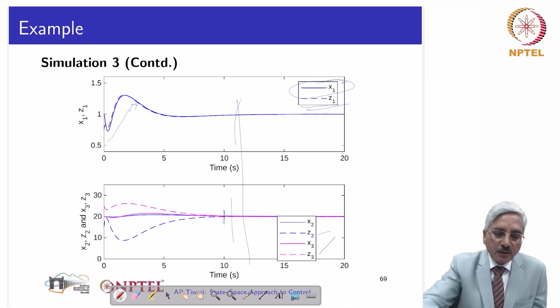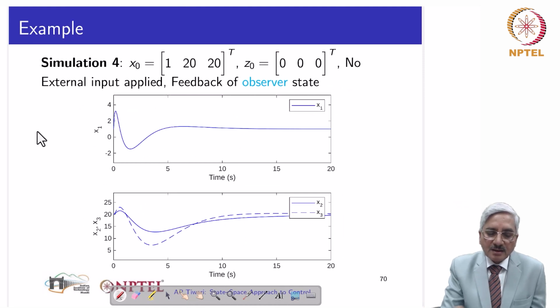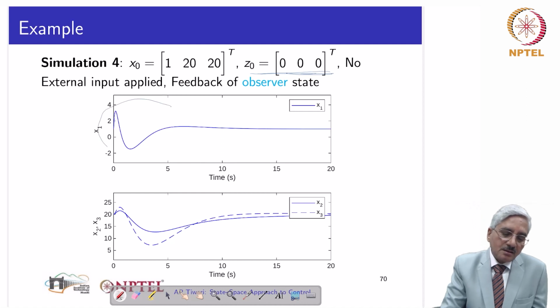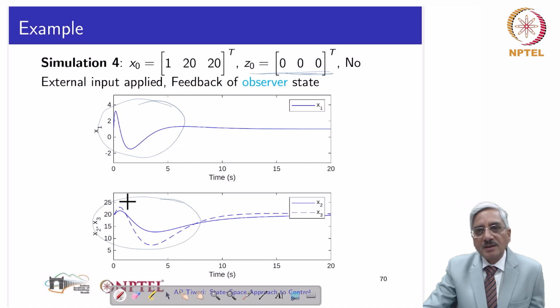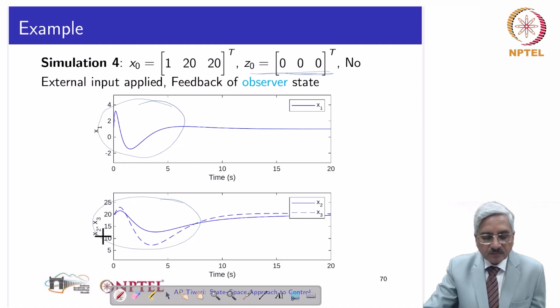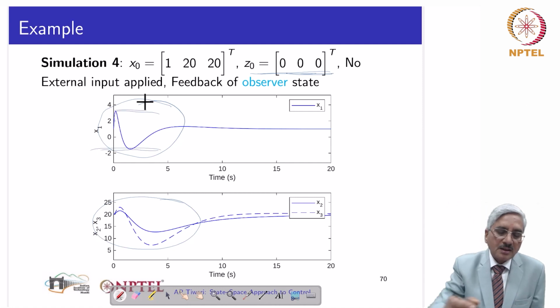We go to the fourth simulation. Everything is identical to the previous one, but now the deviation is large. And of course, the result of large deviation is that the initial transient which the actual system experiences, reflected through the behavior of x1 versus time and x2 and x3 versus time, is that there are large variations. The scale to which the variations occur, they are large.